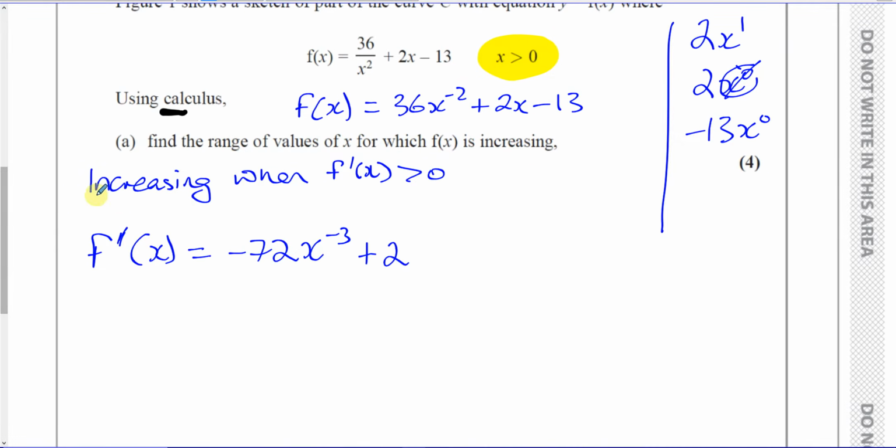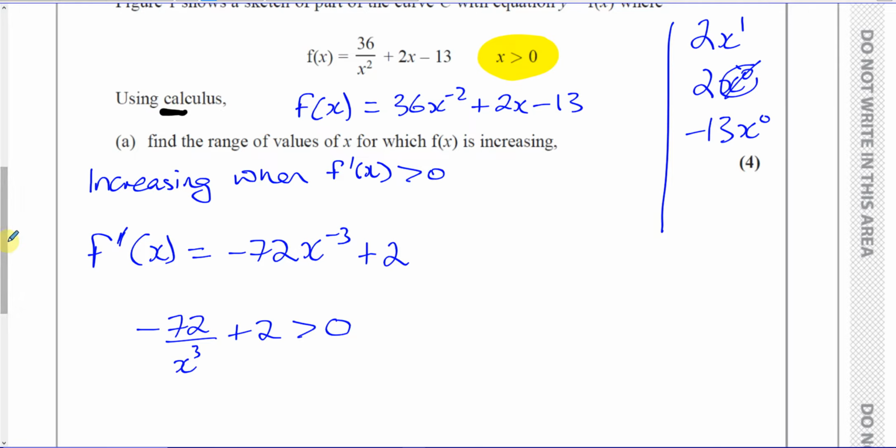Okay, so now, as we said, it's increasing when this is greater than 0. So when we solve the inequality, minus 72, let me just write this with the x now in the denominator, over x cubed plus 2 is greater than 0. When we solve this inequality, we'll find the range of values of x for which this is an increasing function. If the question said find when it's decreasing, then we'll just put less than 0 here, that's all.